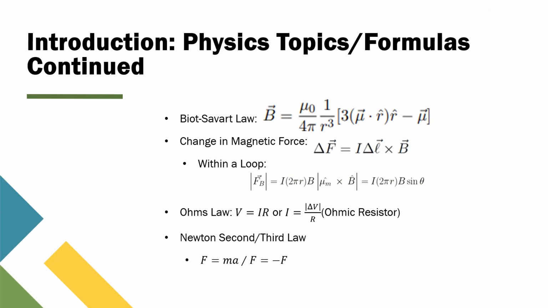These are some additional formulas we were using throughout the class, which now are incorporated into this topic as well, like the Biot-Savart law we've been using since the last lab, which is this, and then the change in magnetic force, which we'll be using as well, and then Ohm's law, which is just the ohmic resistor, which we could interpret as the current equals the potential difference over the resistance. And then we'll be using Newton's second and third law, which is force equals mass times acceleration, and the third law is just the equal and opposite force.